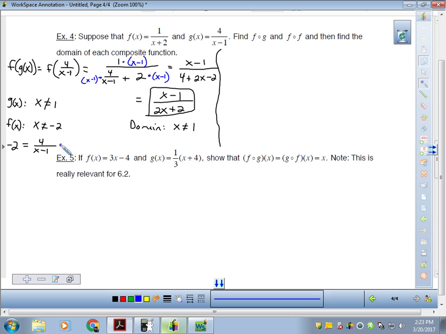So let's multiply this side by x minus 1. So negative 2 times x minus 1 gives us negative 2x plus 2. Over here, the x minus 1's cancel, and we just have 4. Subtract the 2 across, negative 2x equals 2. Divide by negative 2, x equals negative 1. And so there's our other restriction, x cannot equal negative 1.